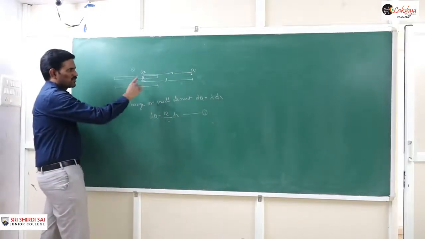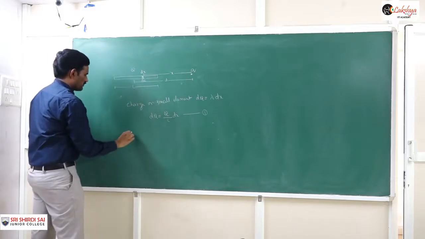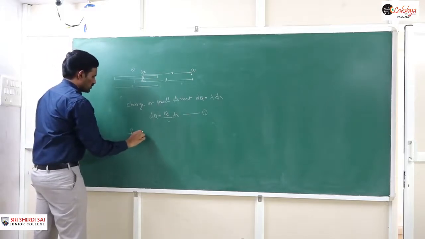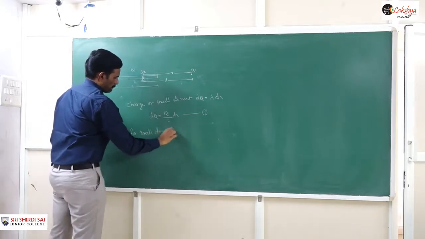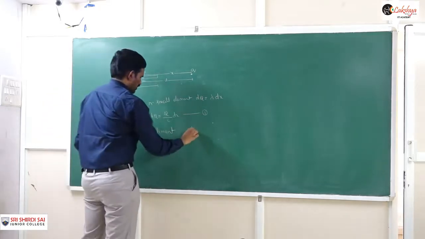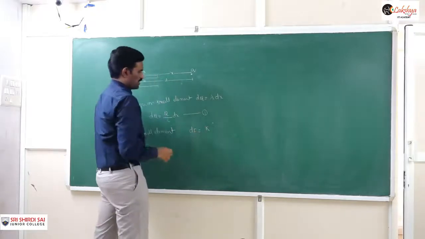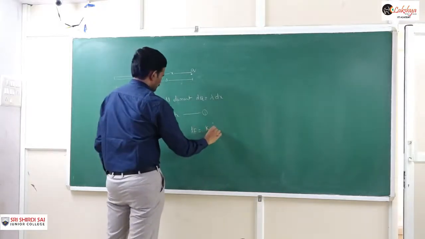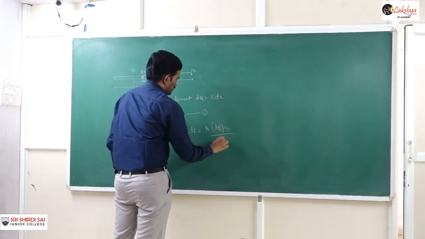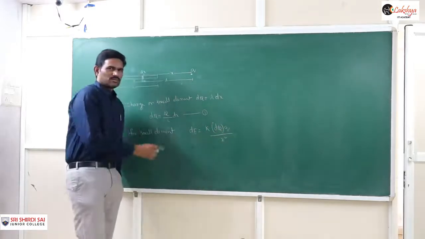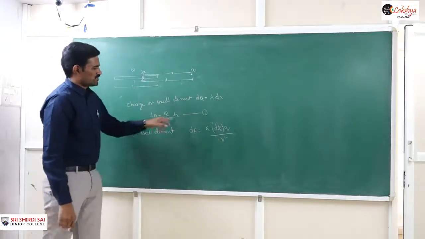Now let us write the Coulomb's law between those two elements, that means this element and the point charge. So for the small element, I am applying the Coulomb's law. dF is equal to the constant, I am taking it as k, into dq into q, by the separation between them, which is x square. The separation between them is x, so you can write that as x square. Now let us substitute this dq value here.